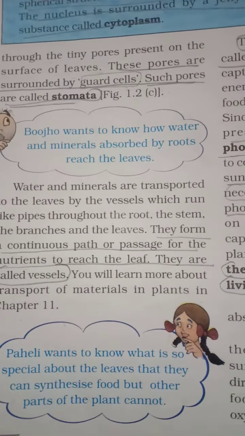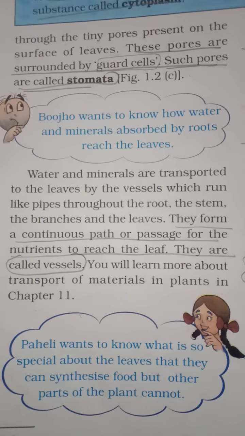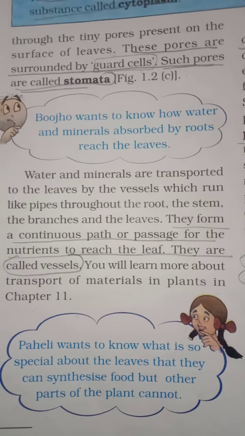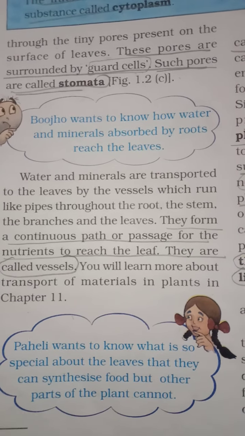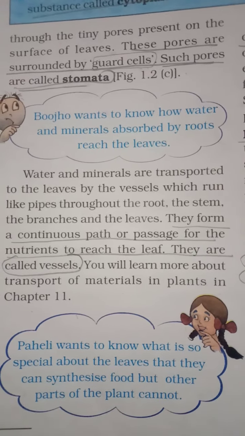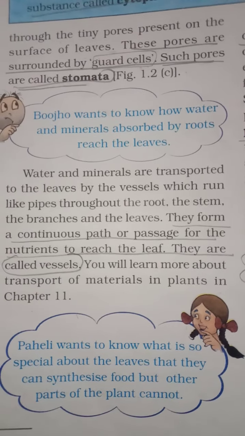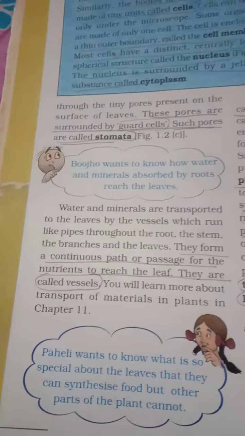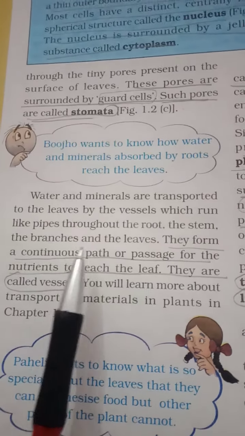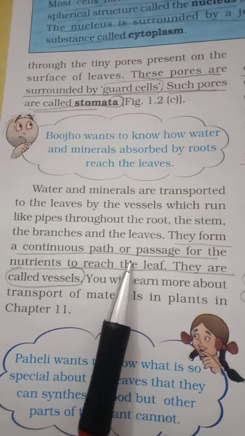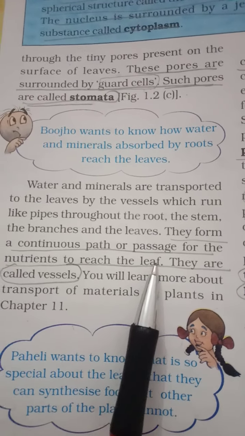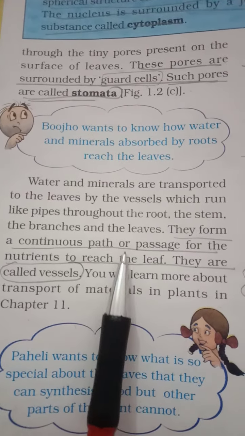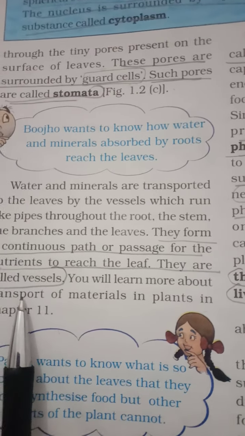Now water and minerals are transported to the leaves by the vessels which run like pipes throughout the root, the stem, the branches and the leaves. They form a continuous path or passage for the nutrients to reach the leaves, and they are called vessels. We know that leaves make food in the plant. So how do these things reach the leaves? They make a path and a passage in the plant, and the nutrients will reach the leaves. And the way it reaches the leaves is called the vessel.